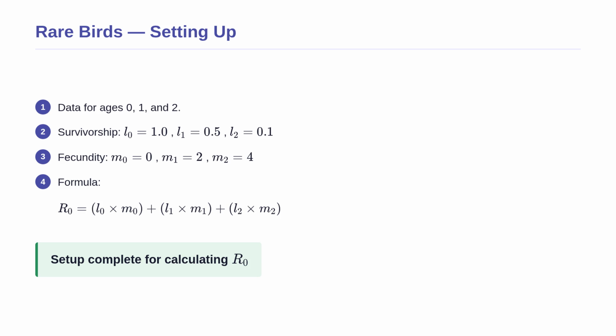To find R0, we set up our summation for the entire lifespan. We will multiply the survivorship at each age by the birth rate at that same age, and then add the results together for all 3 years.